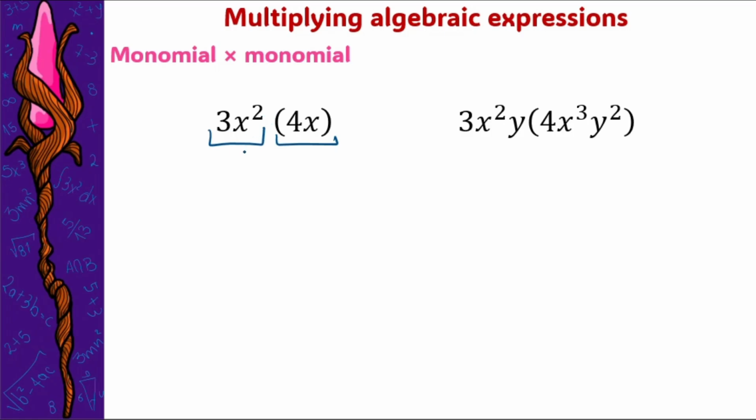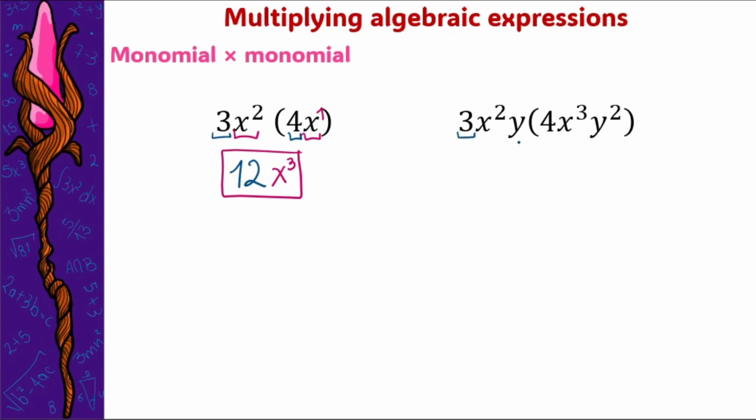So we are multiplying 3x squared times 4x. In order to multiply these, we are just going to multiply the number part, taking into account the signs. So in this case, it's just 3 times 4, which is 12. And then we multiply the variable part. So we have x squared times x. That would be x cubed. Remember, when we multiply with the same base, we add the exponents. So this is like having a 1 here. So 2 plus 1 is 3. So the result is 12x cubed.